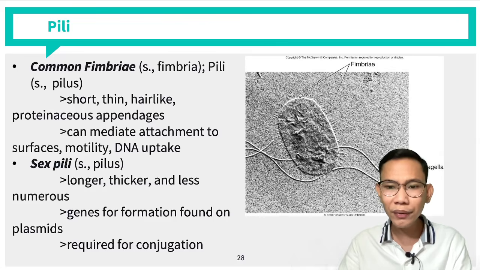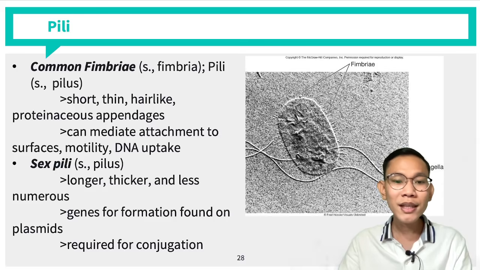So this is now the different fimbriae. Not this one, because this one is actually the flagella. We also discuss that later. That one is very tiny, short, thin, hair-like, proteinaceous appendages. That's your pili. Your sex pili or pilus is longer, thicker, and less numerous. The genes for its formation are found on your plasmid, and it is required for conjugation.